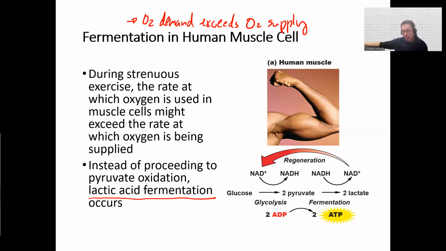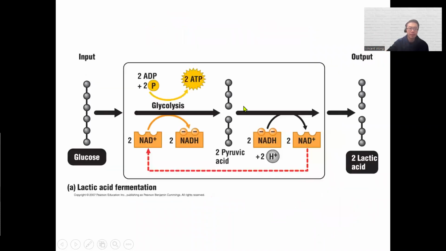Because it's not going to the ETC, it's not going to the Krebs cycle, everything is clogged up. So instead, it gets converted into lactic acid or lactate, which regenerates NAD+, that allows you to keep on going for glycolysis and produce 2 ATP. It's not a lot, but it's better than nothing. Okay, so that's just another view of what's going on.